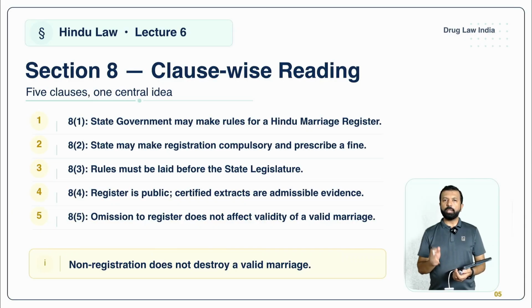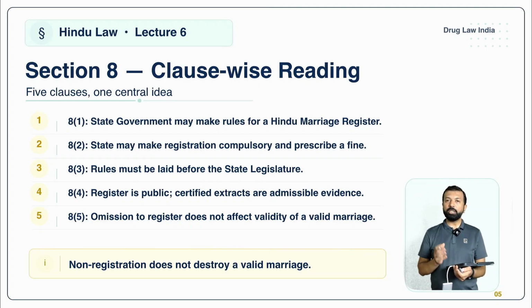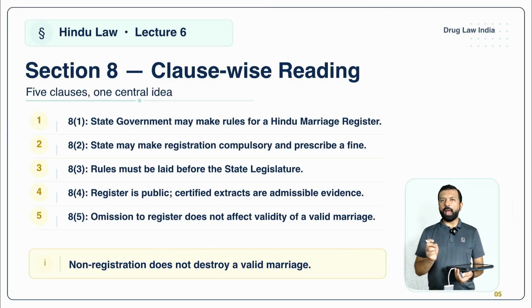Now let us break down Section 8 clause by clause. Subsection 1 gives the state government the power to make rules for entering marriage particulars into the Hindu marriage register. This is why the exact forms, the fees, documents, witness and appearance requirements may differ from state to state. The Central Act gives a broad framework. The state rules provide the working mechanism. Subsection 2 allows the state government to make registration compulsory. It also permits a fine for failure to comply. The original fine mentioned in the act may look very small today, but the legal point here is that the state has the power and authority to make it mandatory that everyone should register.